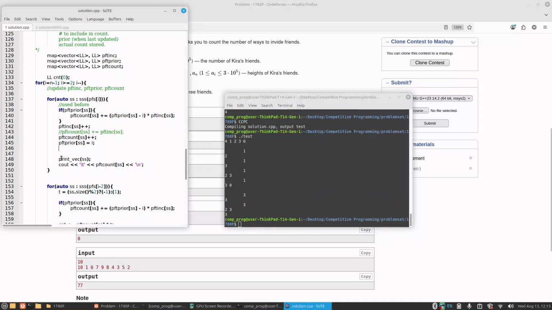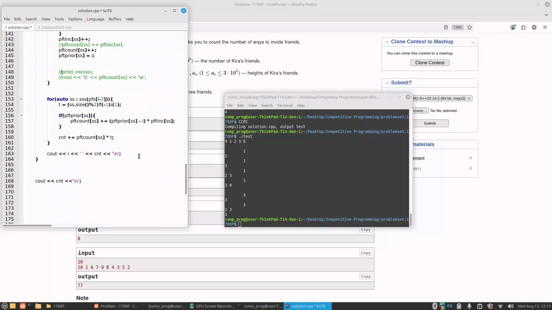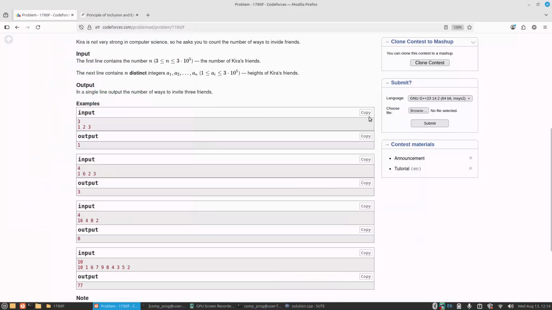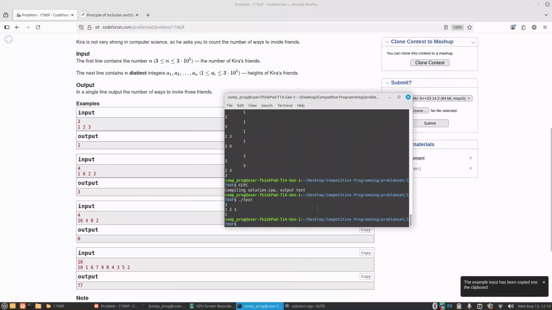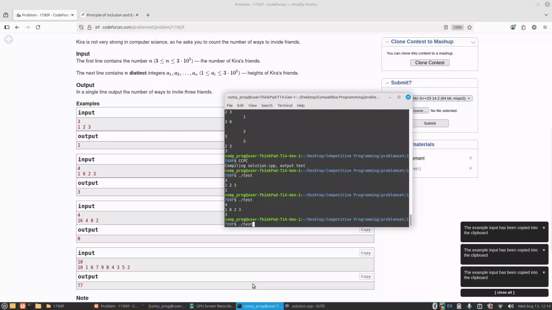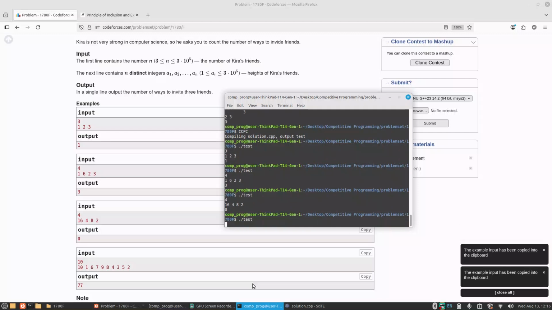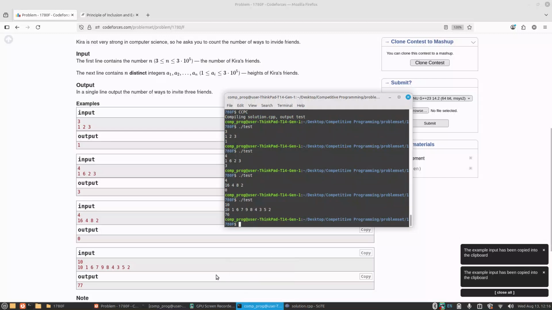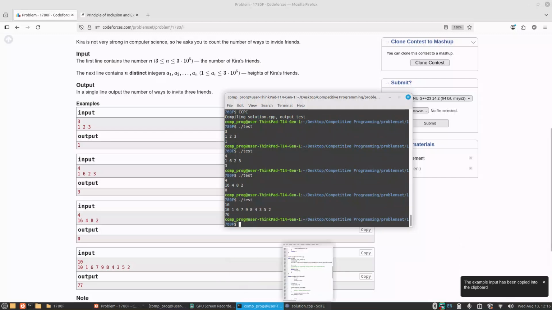Okay, now let's get rid of this debug stuff. Don't need that either. I think a 20% chance this will succeed. 35, 45. This will be the tough one. Yeah, did not succeed. So, what happened here?